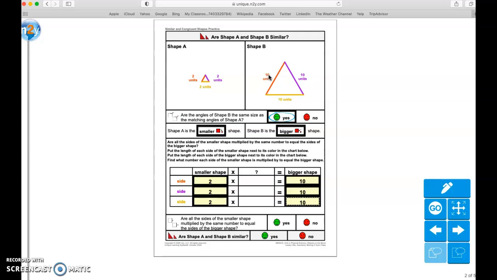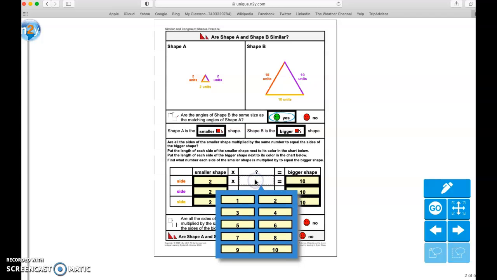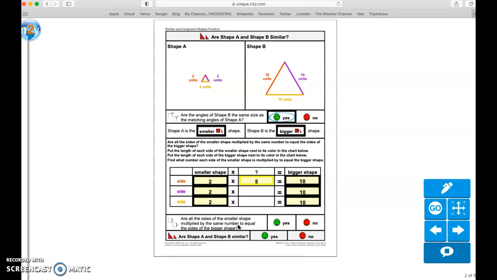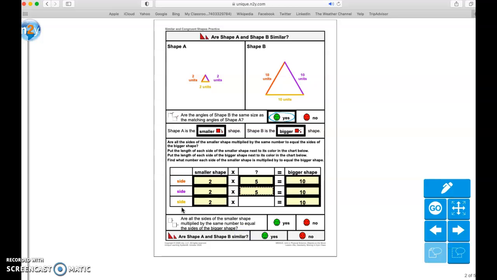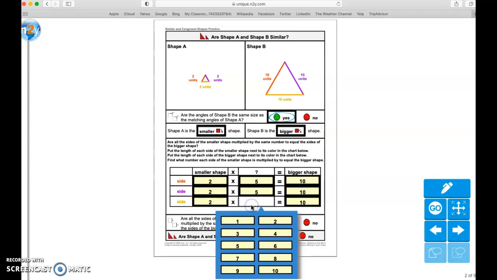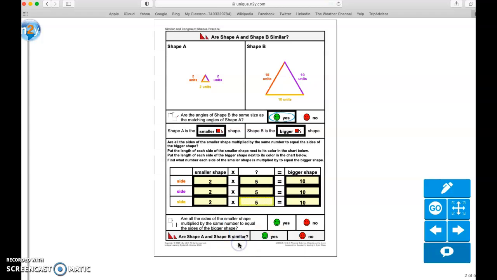Okay, so we're figuring out what number we can multiply by. 2 times what equals 10? Two times 5 equals 10. Okay, so if we know up here 2 times 5 equals 10, 2 times what equals 10? All right, we're still going to put in 5. And then this last one, 2 times what equals 10? 5. 2 times 5 equals 10.